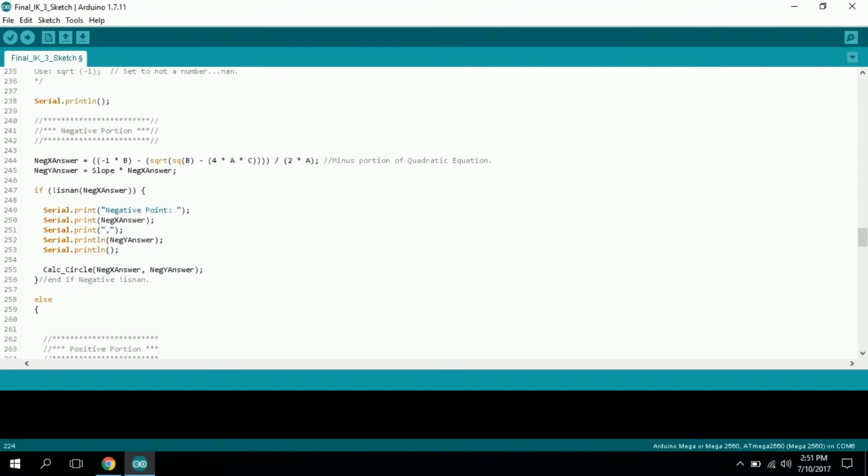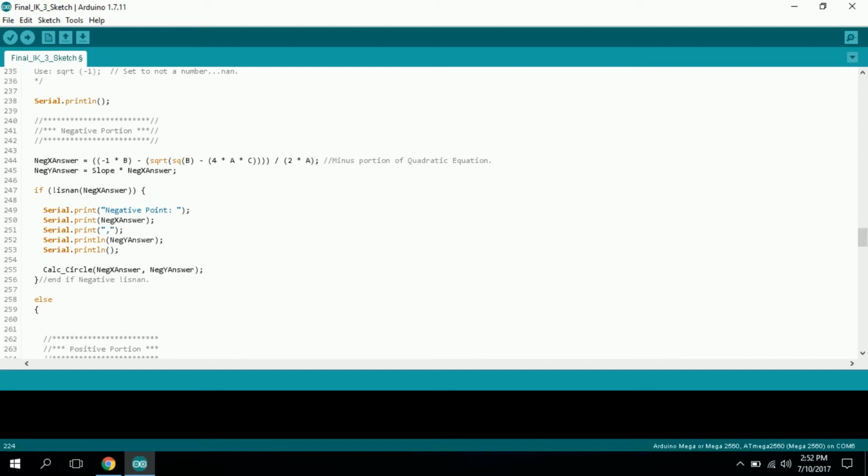So there's two portions of the quadratic, a negative portion and a positive portion. The negative portion you calculate by getting the negative answer, which is equal to the opposite of b minus the square root of b squared minus 4 times ac, all divided by 2a. And the negative y answer is the slope times the negative x answer, because y is equal to mx plus b, which is 0. Y is equal to mx. And then you have your x and y point for the negative answer.